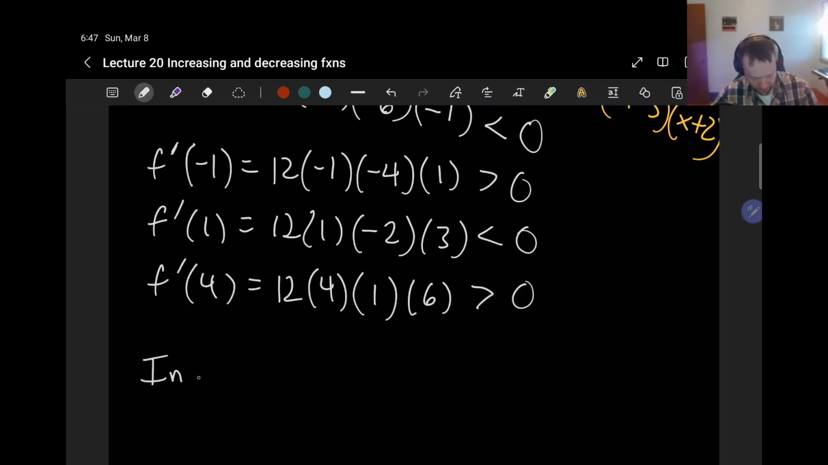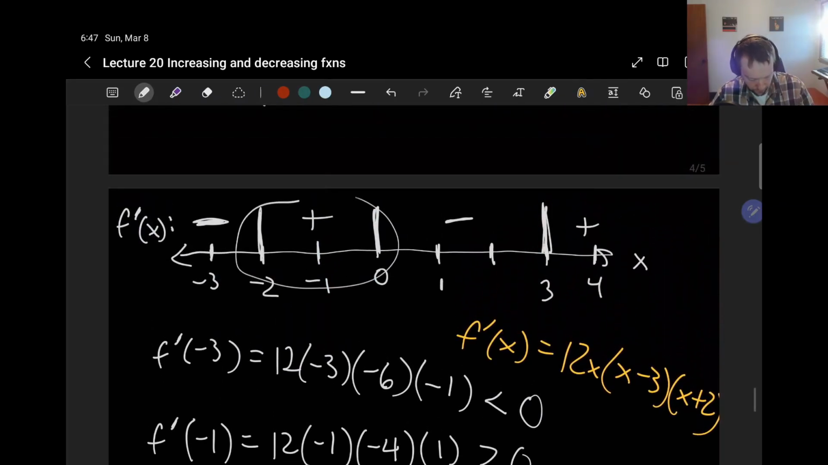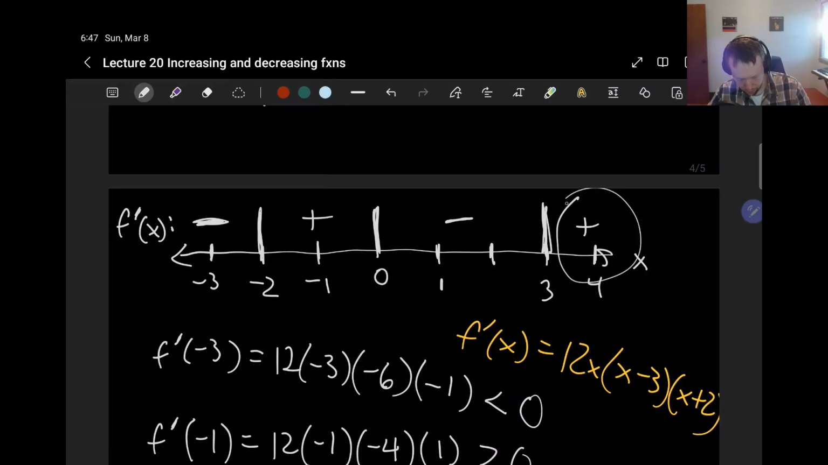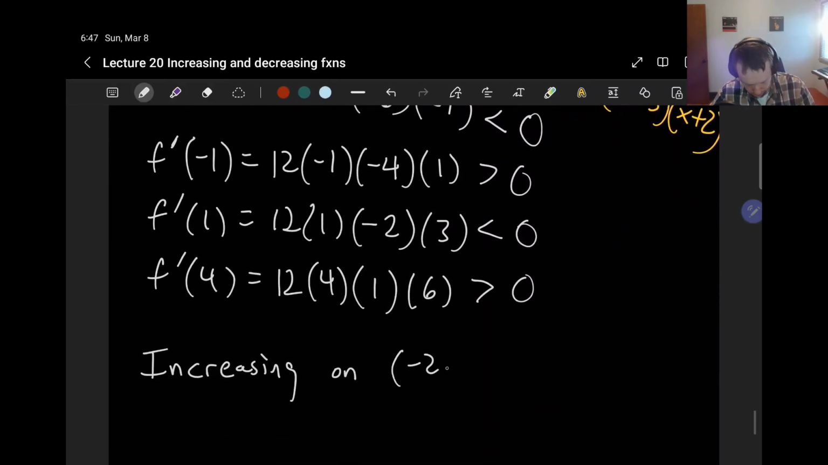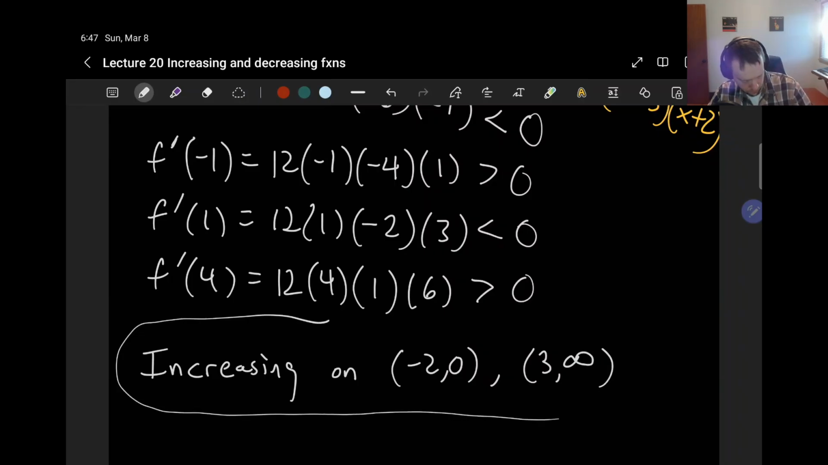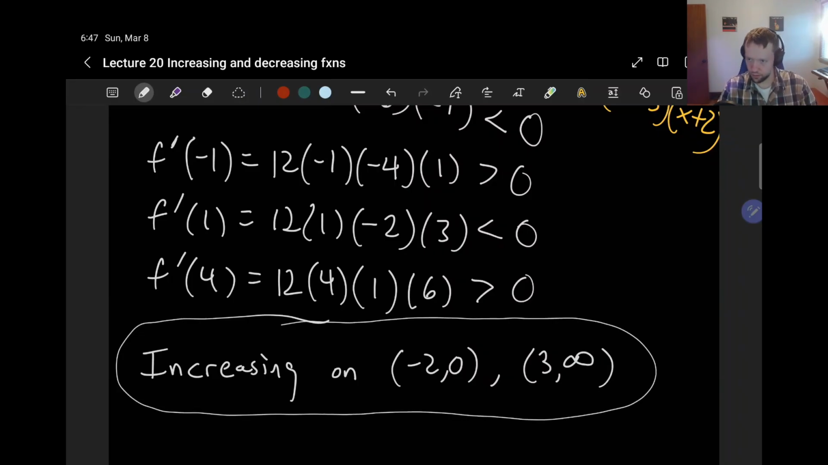But that wasn't what the problem asked, was it? I said increasing. Usually you're finding both, but I just asked increasing, so the derivative is positive from -2 to 0 and 3 and above. So we can figure that out purely based on the behavior of the derivative. I don't need to graph it.